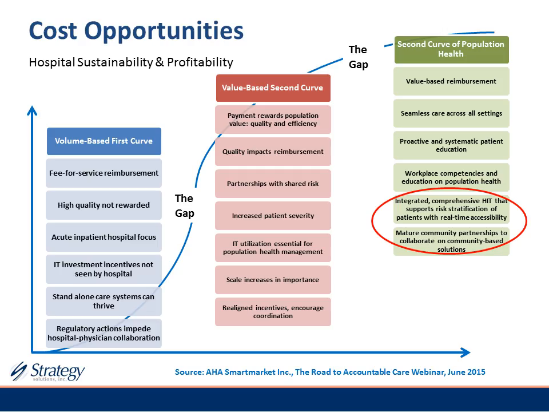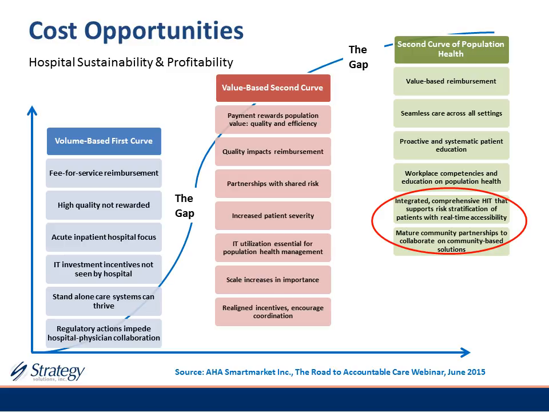And here's a slide that I borrowed from the American Hospital Association. The blue and the pink boxes on this slide were first published by the American Hospital Association back in 2011, talking about how the healthcare industry is going from a volume-based first curve to a value-based second curve, where we're going from fee-for-service more into bundled payments or quality impacts reimbursement.